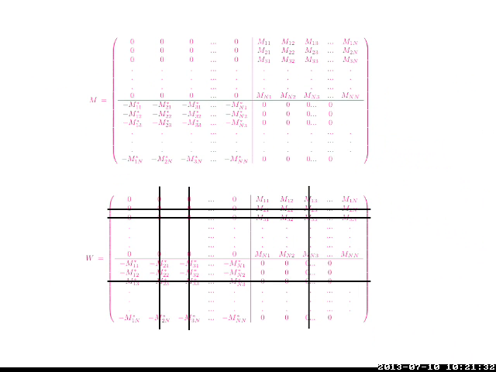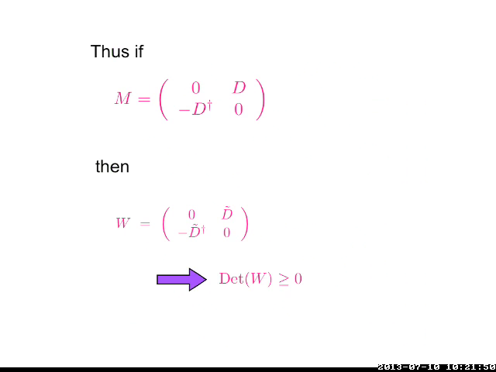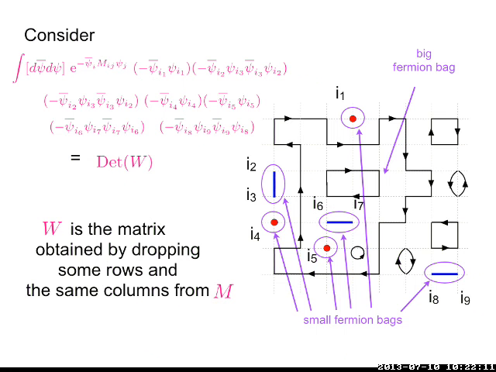So what that means is that if M had this nice solvable form, zeros here, and some M and minus M dagger essentially here, if I drop the same rows and the same columns, I get a new matrix W, which is exactly of the same form. And that means if M is this, W is that with a slightly different matrix, which is slightly smaller than M, and then the determinant of W is just positive, right? So the fact that M was a solvable form, I can have insertions of this type, and this integral is again positive, right?